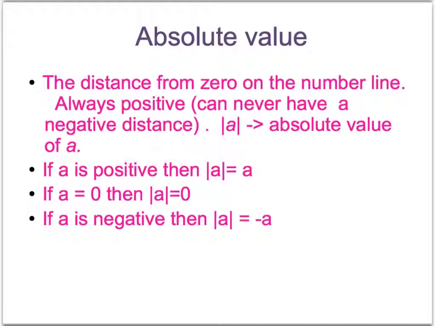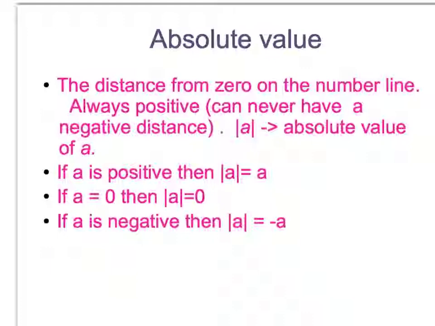Okay. So what is the absolute value of a number? Well, the absolute value is the distance from 0 on a number line. So it's always positive. You really can never have a negative distance. You're always going to have a positive distance. So the absolute value of A is these little bars here. That indicates the absolute value. What this means is, absolute value of A.